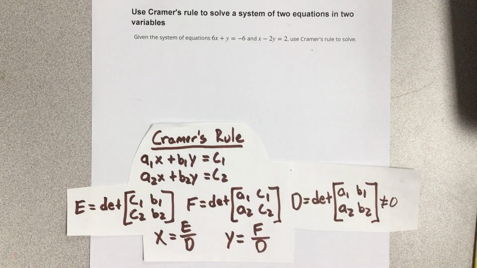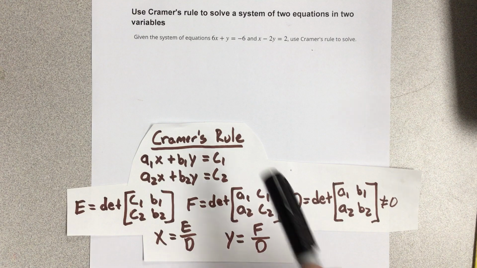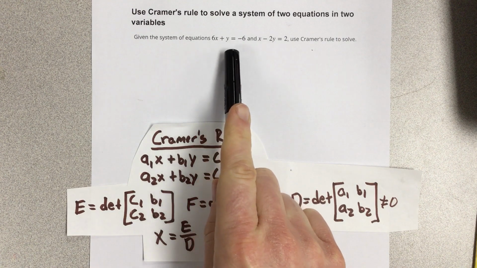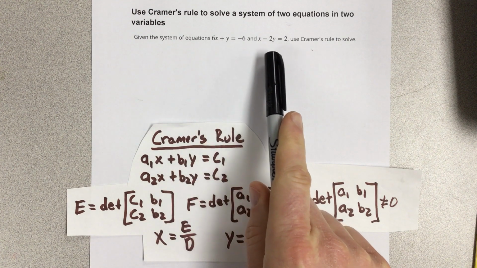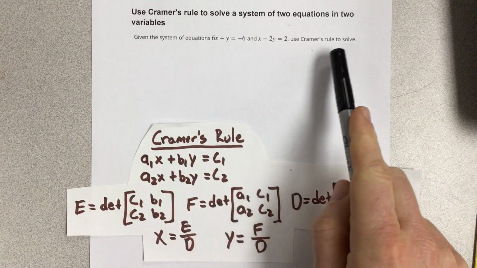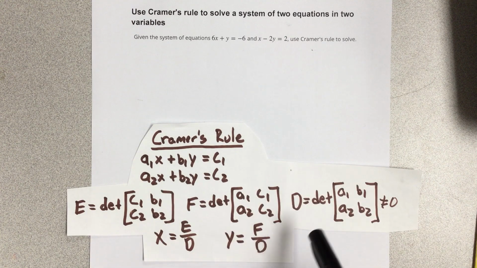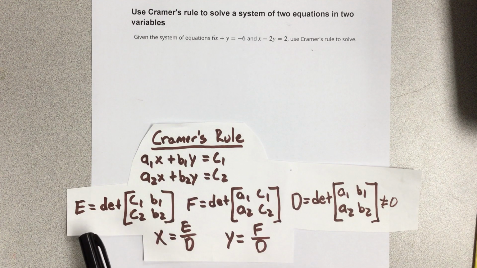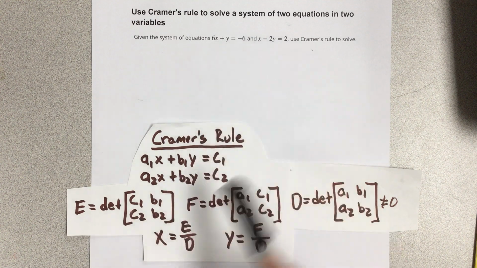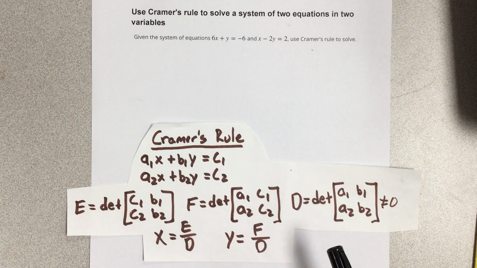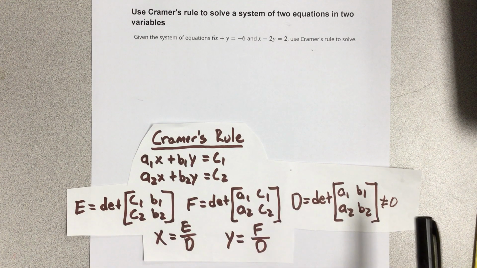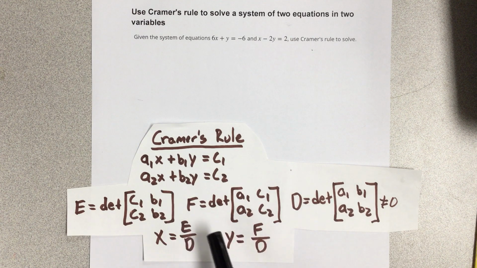In this video, we're going to use Cramer's rule to solve a system of two equations and two variables. They give you a system of equations, 6x plus y equals -6, and x minus 2y equals 2, and they say use Cramer's rule to solve. So Cramer's rule is essentially solving these two equations using determinants. And how you set these matrices up is important for when we find the determinant.